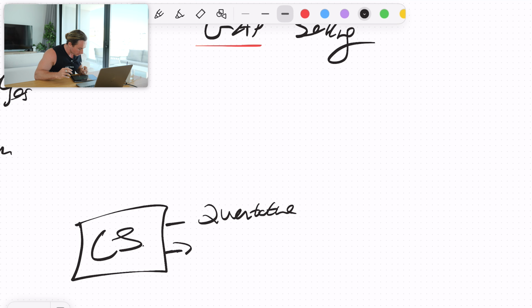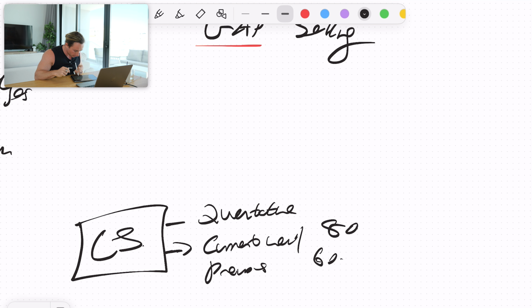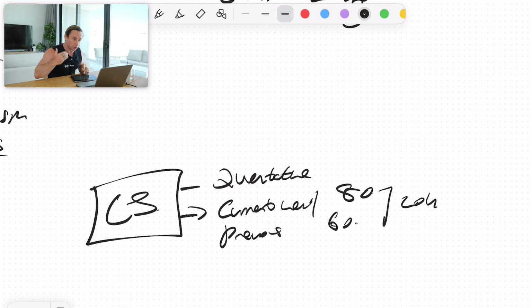Let's just take an example. Person comes in, they're a little bit overweight, and so on. What's their current weight? What's their previous weight? Hey, you're currently 80 kilos. You used to be 60 kilos. That's 20 kg of a difference. Interesting. And then we look at the problem.